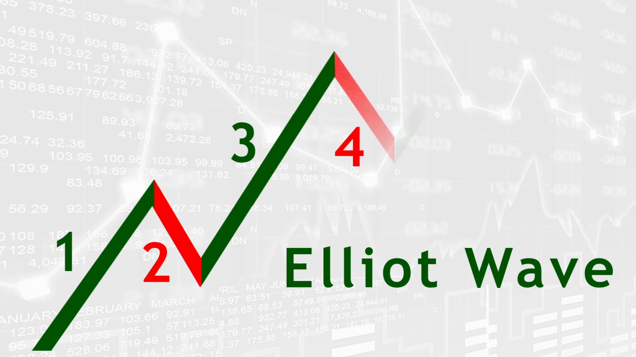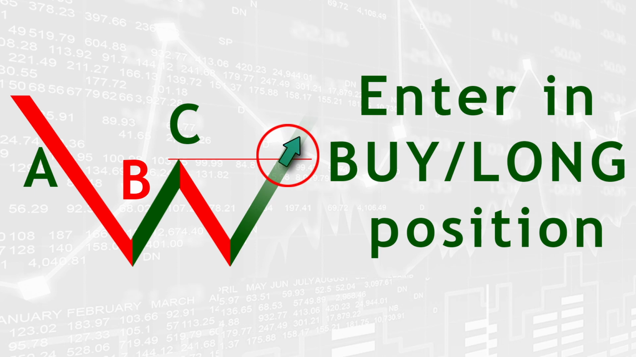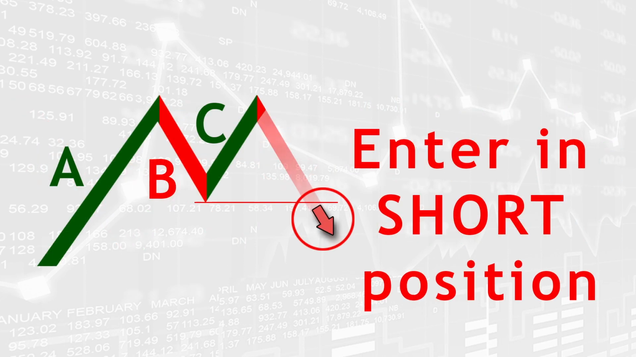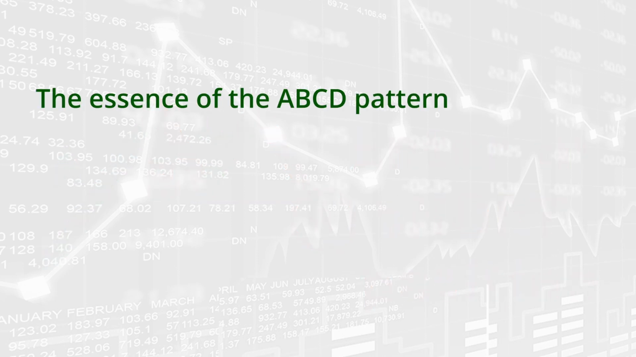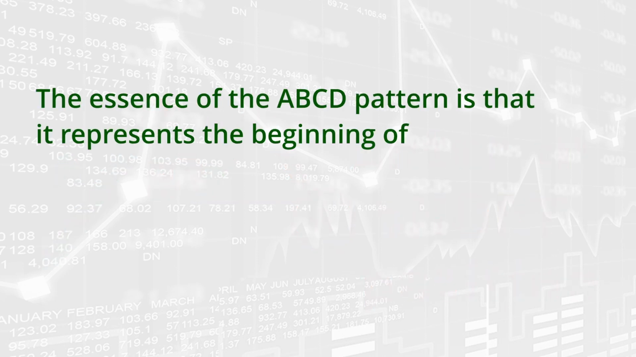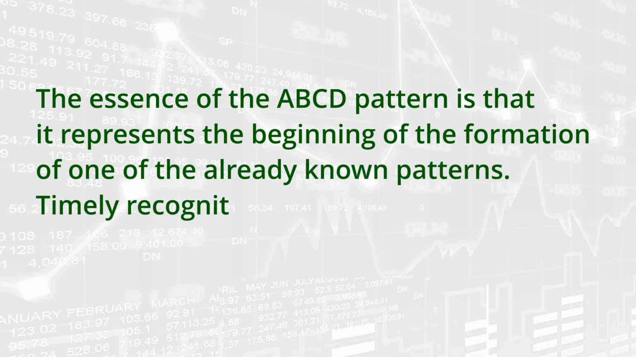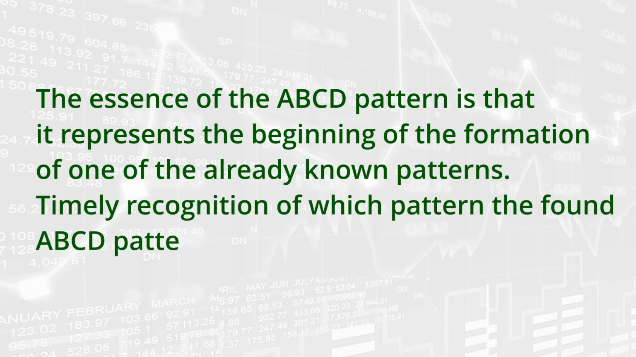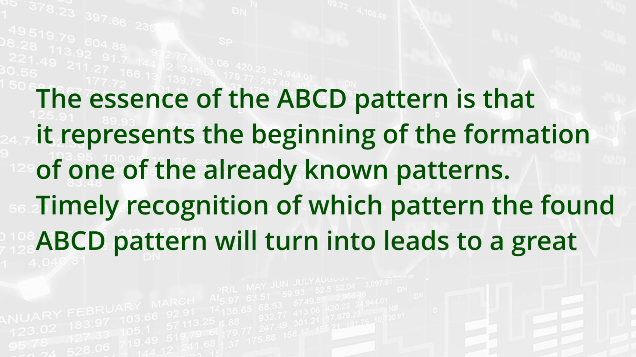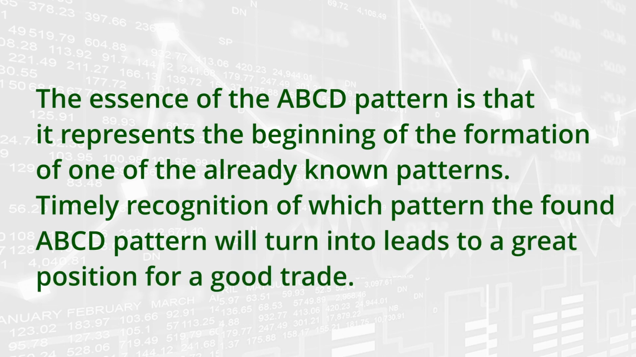The most important difference between the bearish ABCD and the bullish ABCD pattern is that the bullish ABCD pattern can also be traded on the spot market and the bearish ABCD pattern can only be traded through the margin as a short position. The essence of the ABCD pattern is that it represents the beginning of the formation of one of the already known patterns. Timely recognition of which pattern the found ABCD pattern will turn into leads to a great position for a good trade.